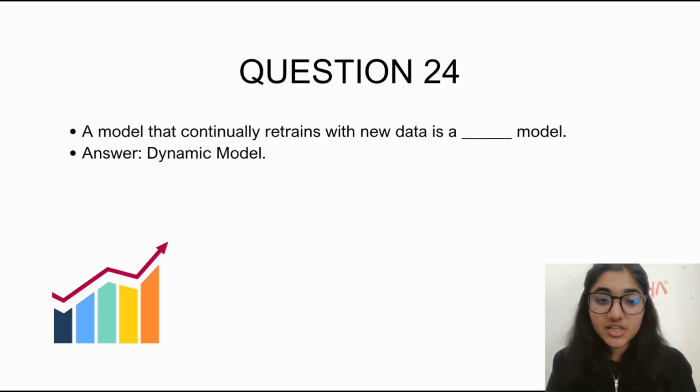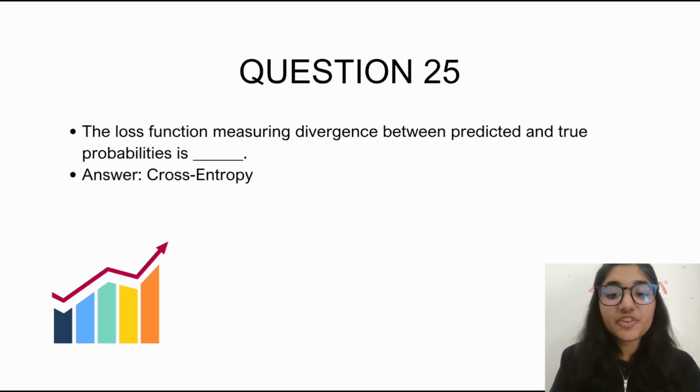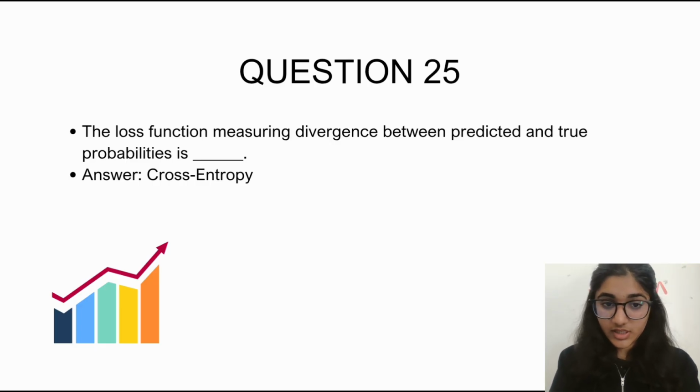The 24th question is, a model that continually retrains with new data is called which model? So the answer is dynamic model. Then 25th question is, the loss function measuring divergence between predicted and true probabilities is dash. So the answer is cross entropy.